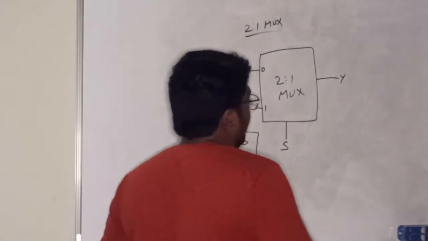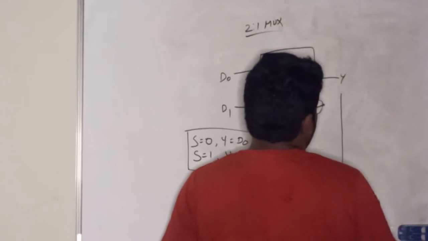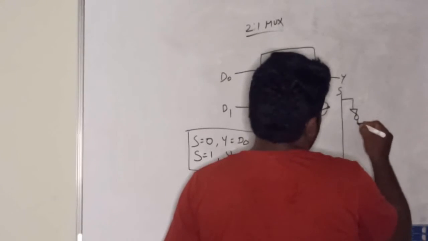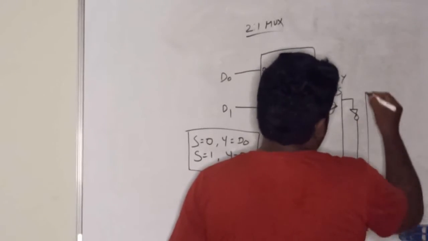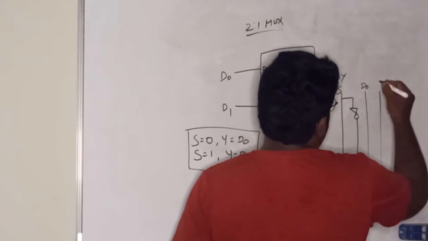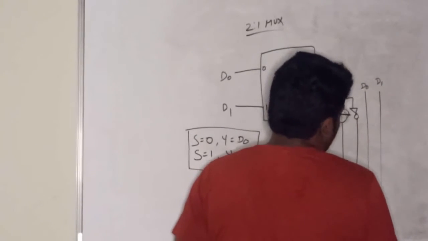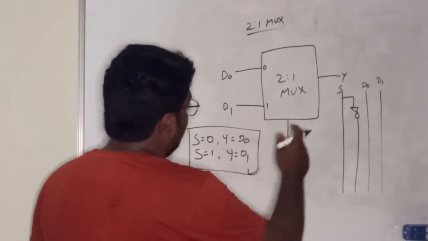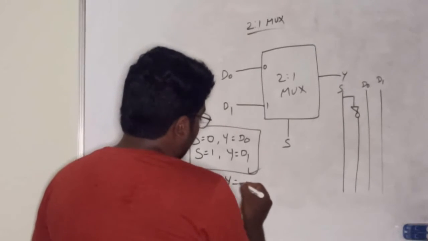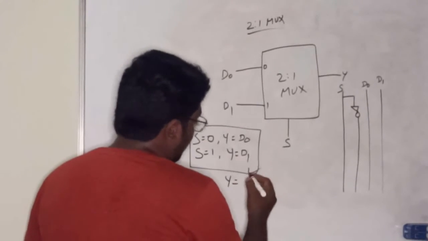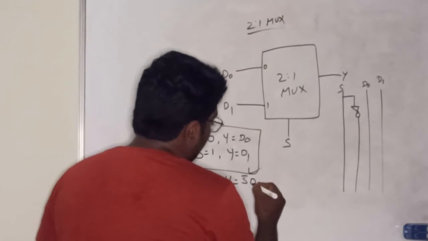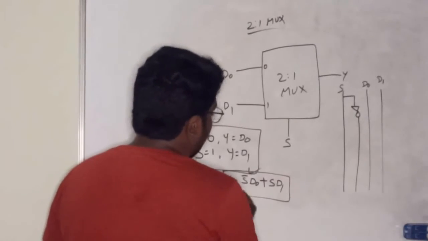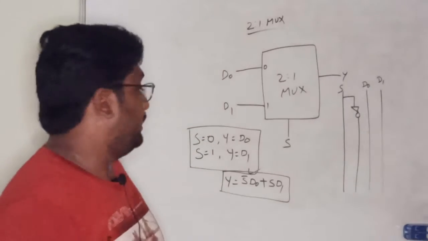The logic circuit will be like this. Here I have a select line S, and I also have S complement, and two inputs D0 and D1. From this truth table we can write the expression: Y is equal to S complement into D0 plus S into D1. So this is the expression for a 2:1 multiplexer.